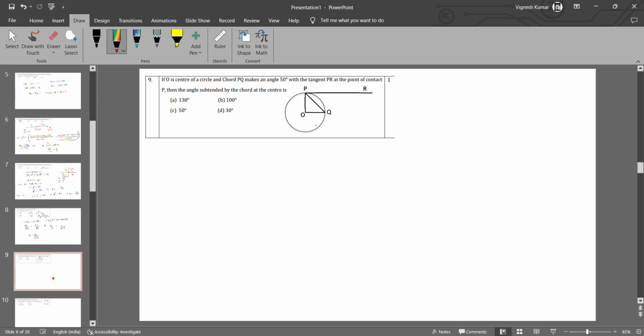The next question, we have O is the center of a circle and chord PQ makes an angle 50 degree with the tangent PR. So this angle is 50 degree at the point of contact P, then the angle subtended by the chord at the center, so angle POQ, is asked. We know OP is radius, PR is tangent. So by the first property that we studied in circles, we know that OP is perpendicular to PR as the radius is perpendicular to the tangent at the point of contact.